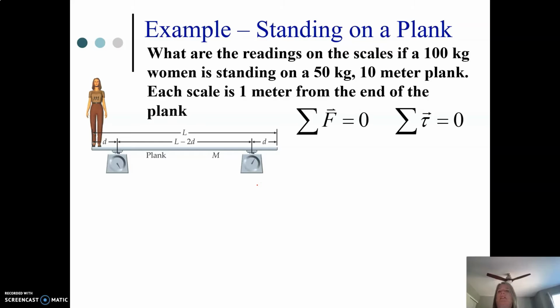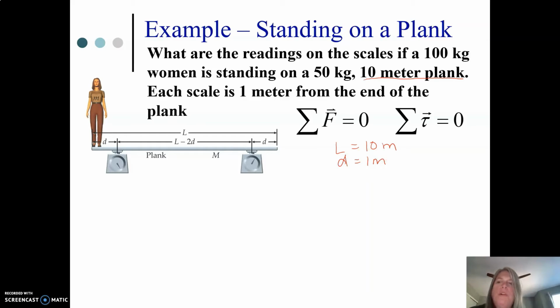One is standing on a plank. So this is more of an AP Physics 1 situation. We have this person standing on the end of this plank. The plank is 10 meters long, so that means that our L value is 10 meters. We have scales here that are both a distance d from the end, and that d value is 1 meter.